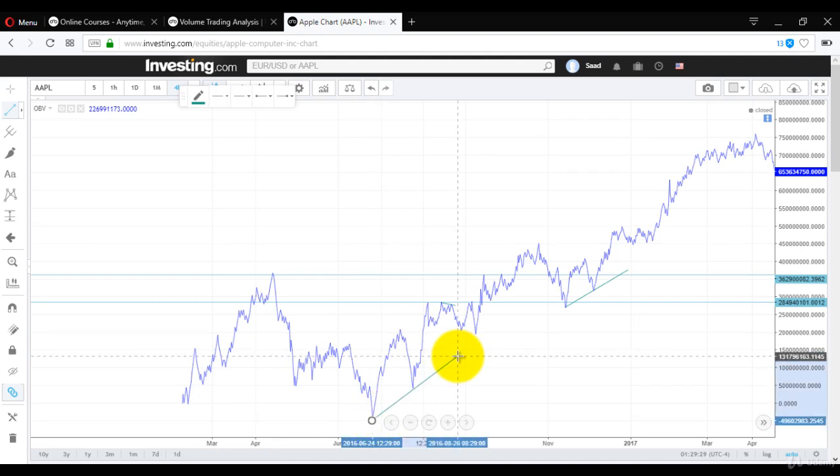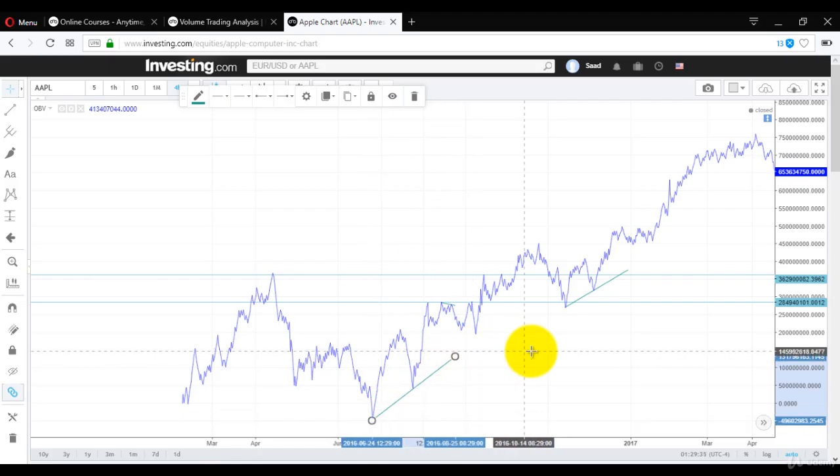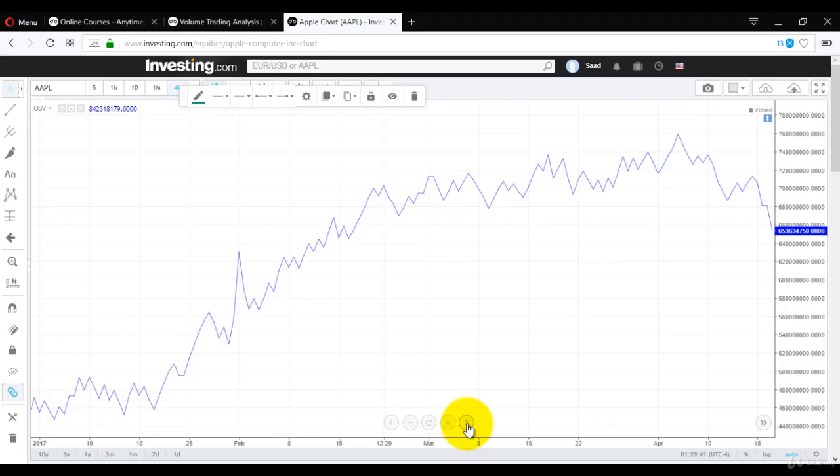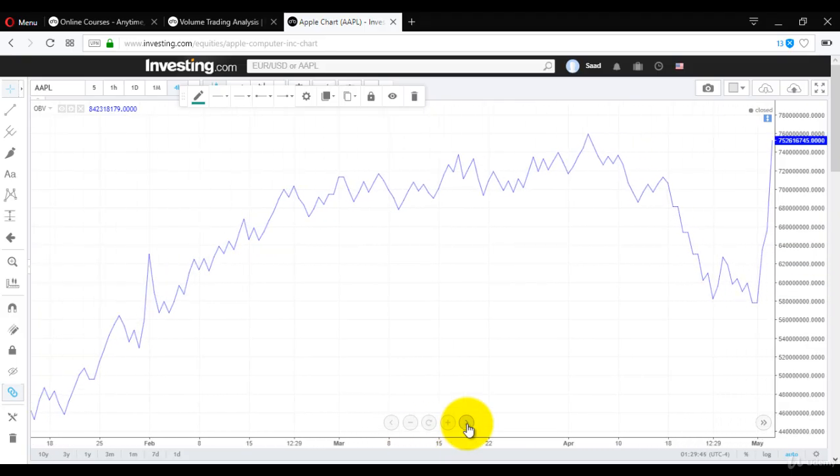These two lows represent a rising trend line. Now it's falling, right? So you'll sit on the sideline to see those two lows again.